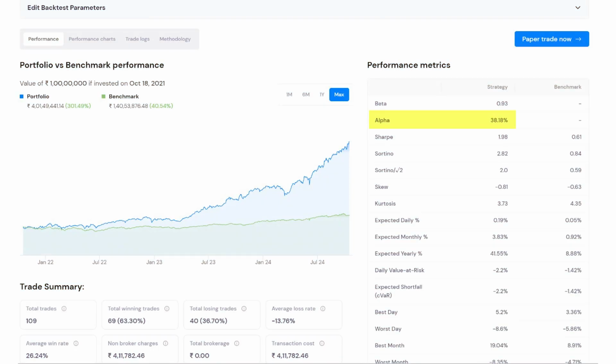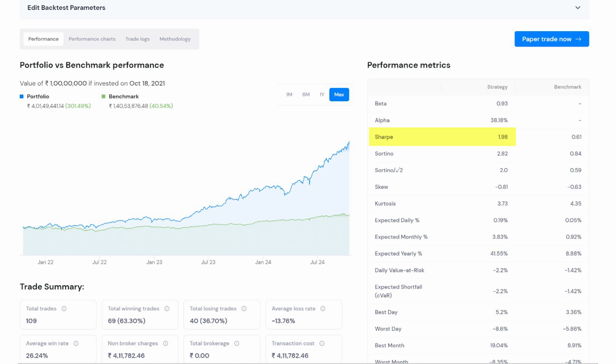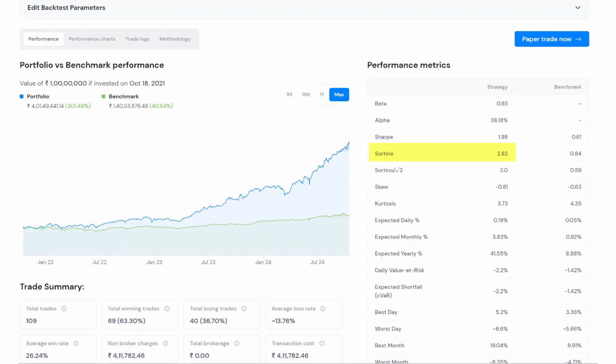We can also see other performance metrics like alpha and Sharpe ratio. The portfolio's alpha, which measures excess return over the benchmark, comes in at 38.18%, highlighting that our strategy not only matched the market's performance but significantly outperformed it. The Sharpe ratio of 1.98 tells us that the strategy generated strong returns relative to its risk. A higher Sharpe ratio indicates that we are being adequately compensated for the volatility we have taken on. Similarly, the Sortino ratio of 2.82 further reassures us that the portfolio's downside risk is well managed.